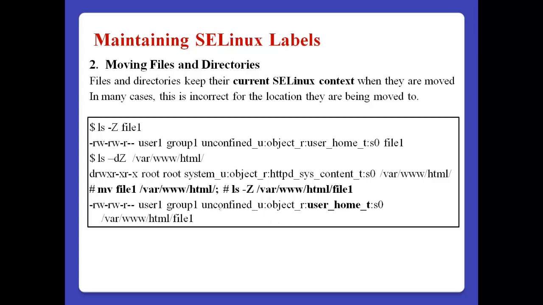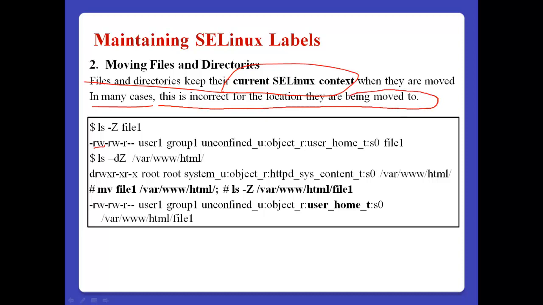Moving files and directories. Files and directories keep their current SELinux context when they are moved. In many cases, this is incorrect for the location they are being moved to. For example, file1 here, then we can see this file type and /var/www/html. So let's try to move this file1 here like this. Then this one already has the current SELinux context.